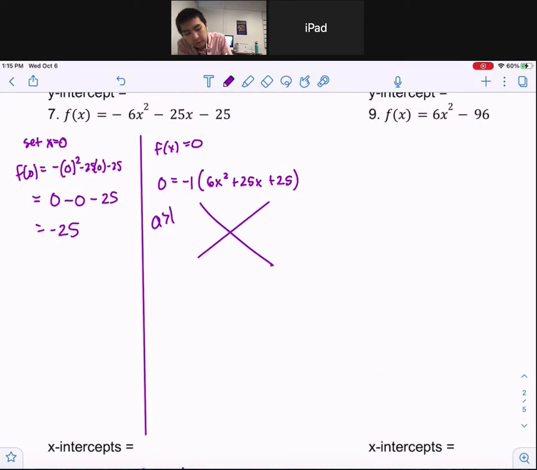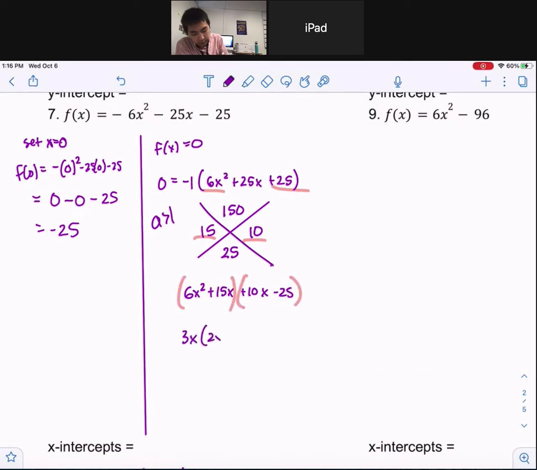6 times 25, that is 150. So what two numbers multiply to 150, but when added give you 25? That's 15 and 10. So to factor, we're going to use these four terms: 6x squared plus 15x plus 10x minus 25. Group. You can factor out a 3x from there to get 2x plus 5. You can factor out a 5 from there to get 2x minus 5.